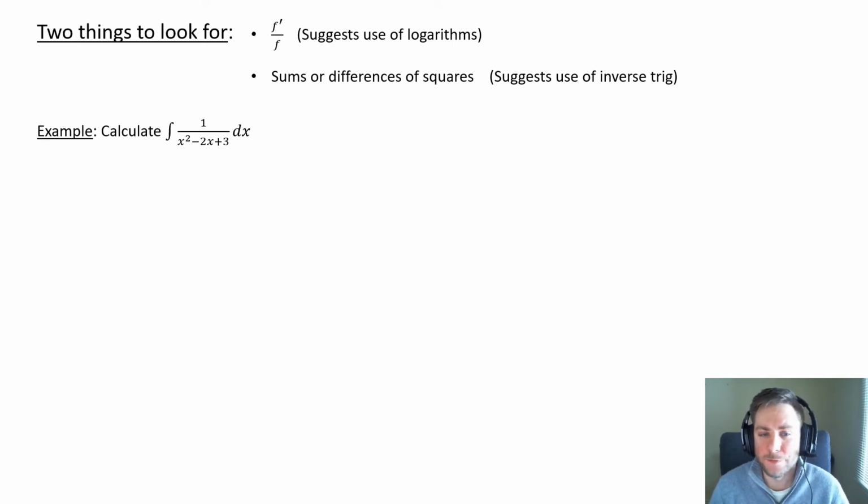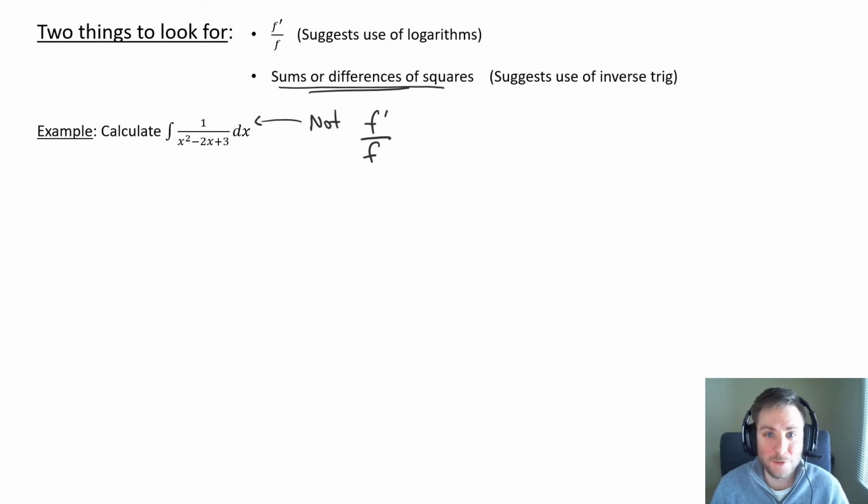Let's try another one. We see a linear over irreducible quadratic. So my first question is whether this can be written as f prime over f. Unfortunately, in this case, that's not possible. Pause and convince yourself of that if necessary. But this is why we have two things to look out for.